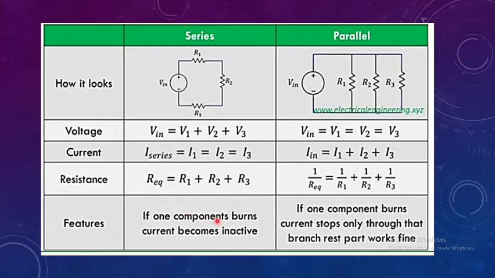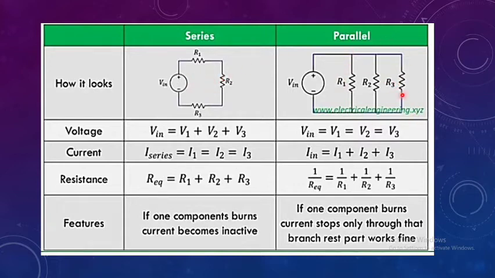If one component is burned, the current becomes inactive. So, yung disadvantages po ng series, pag may nasirang component po dito, hindi na po gagana yung circuit natin, kasi wala na po siyang dadaanan. Halimbawa, pag nasira ito, wala nang dadaanan yung current natin. So, hindi na siya magpapatuloy dito. Magiging open circuit na siya, so hindi na siya gagana.